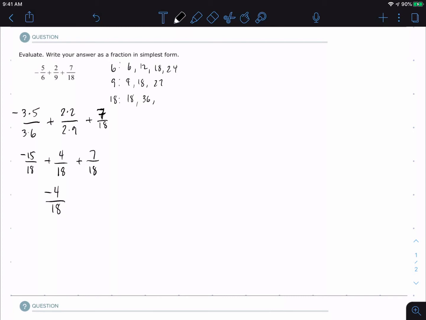Okay, I'll demonstrate it because it's worth getting. All right, so we're going to have negative 15 plus 4 plus 7 for the numerator, correct? All of that goes over 18. So if I just deal with the first two, the way I like to think about negatives and positives, I think of it as owing money. So if I owed my brother 15 bucks and I paid him $4, how much do I still owe him?